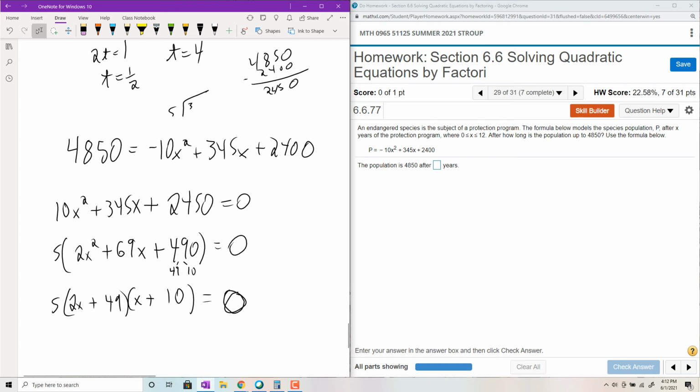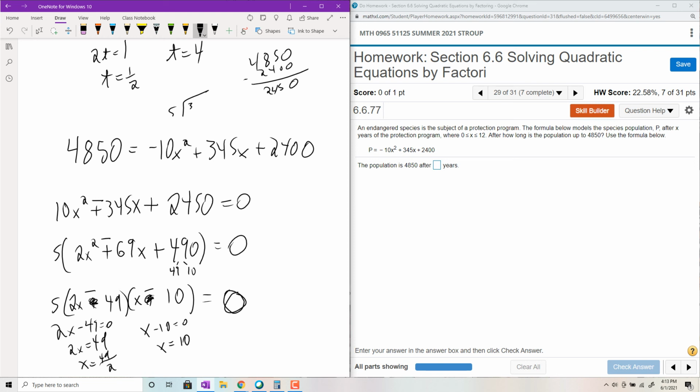Anyways, seems like I screwed up the signs. Yeah, it should be minus, and then plus. This has to be minus. Sorry, gang. So this will be minus. So we have 2x minus 49 is 0, so 2x is 49. In other words, x is 49 halves. Or x minus 10 is 0 and x equals 10.